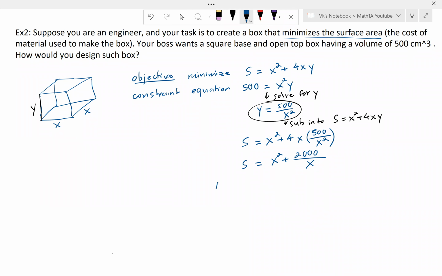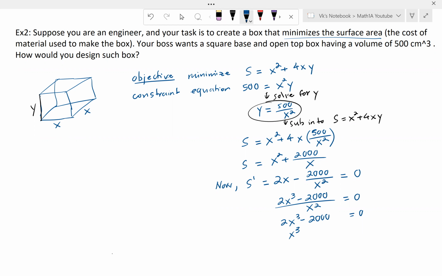Now we're going to do the S prime. 2x minus 2000 over x squared equal to 0. Figure out the critical number. Hopefully there's only one. From here we do a common denominator. So it's 2x cubed minus 2000 over x squared equal to 0. Well, the bottom cannot be 0. So 2x cubed minus 2000 equals 0. And from there we see that x cubed is 1000. So x has to be 10. Ta-da! We have one critical number, and hopefully that is the local minimum.